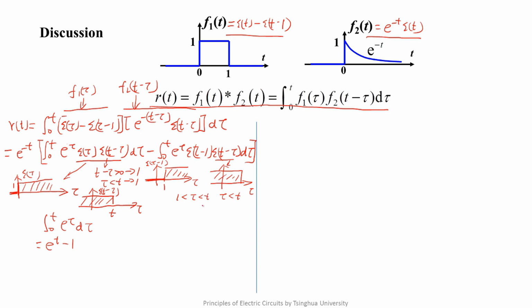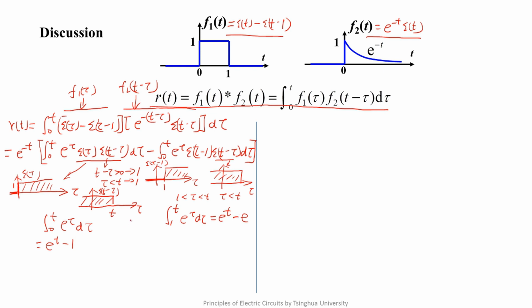By comparing with the limits of the integral, we can find that the lower limit cannot start from 0, because when τ is from 0 to 1, this expression's value is 0. So it can be written as the integral of e to the power of τ from 1 to t, which equals e to the power of t minus e.